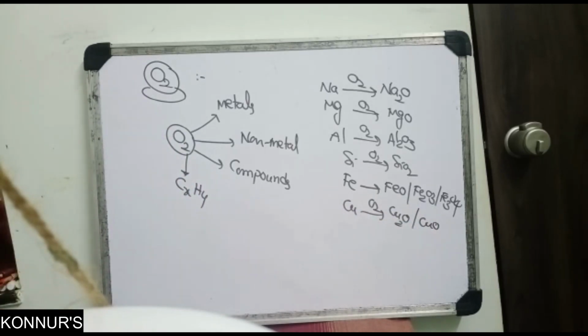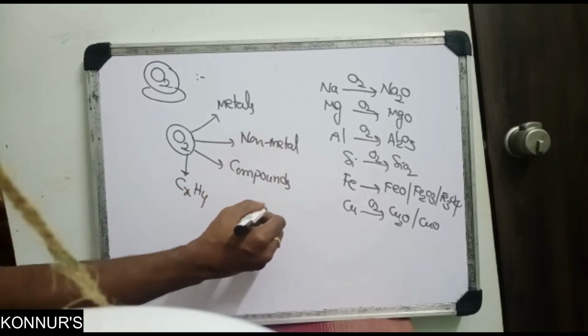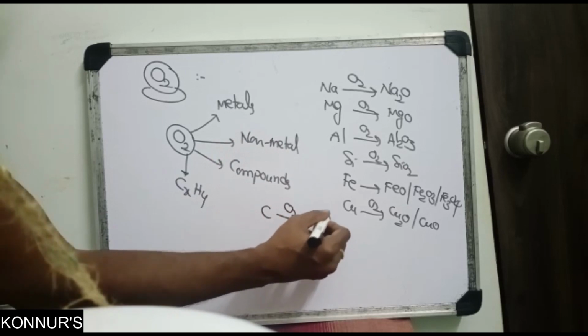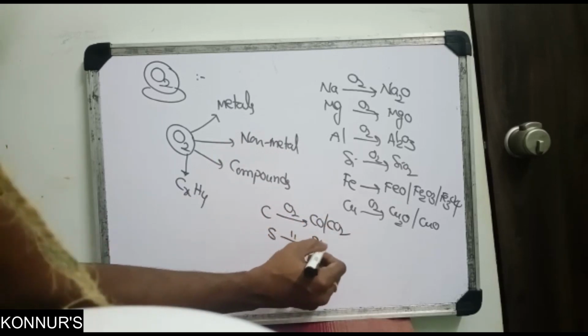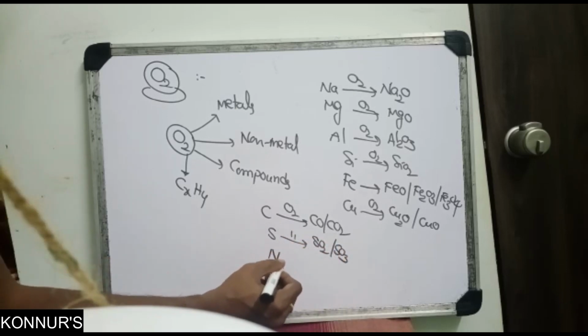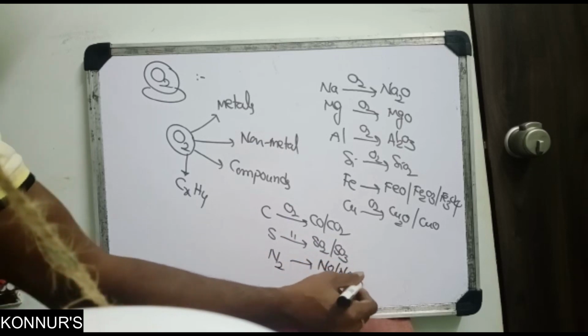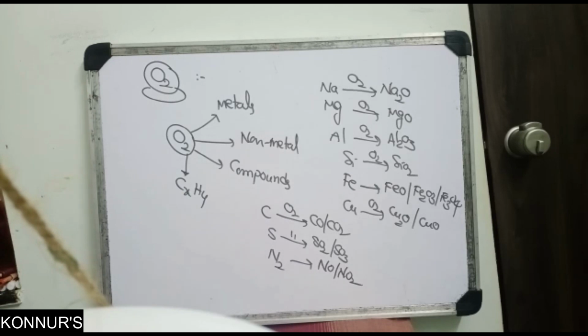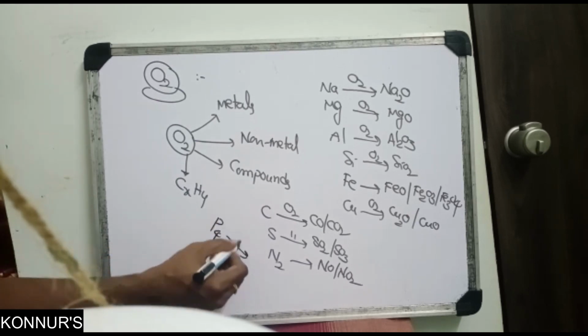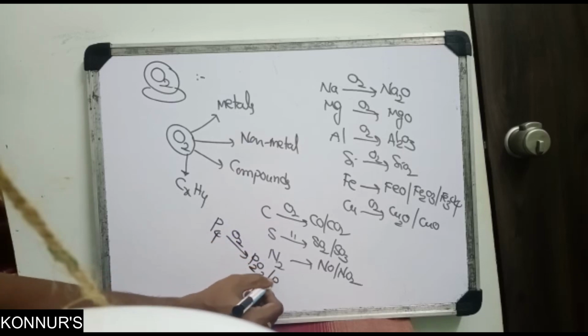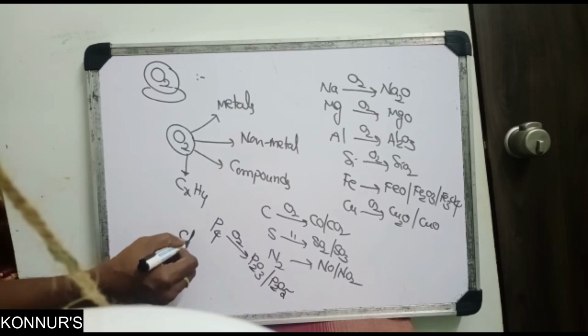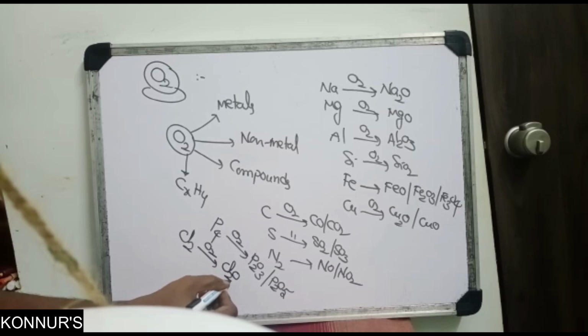Next, non-metals. Non-metals react with oxygen. Carbon reacts with oxygen to give CO2. Sulfur gives SO2, SO3. Nitrogen gives NO, NO2. Like that, any non-metals readily react with it. Next, phosphorus: P4 reacts with oxygen, and you get P2O3 and P2O5. Suppose chlorine reacts with oxygen: Cl2O, Cl2O3, Cl2O5, Cl2O7, like that. So oxygen is readily reactive with every element.